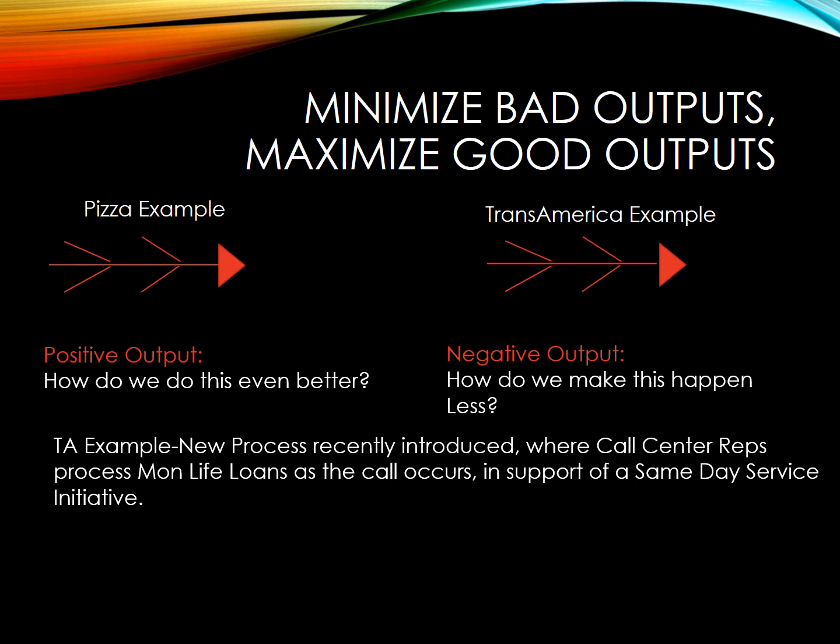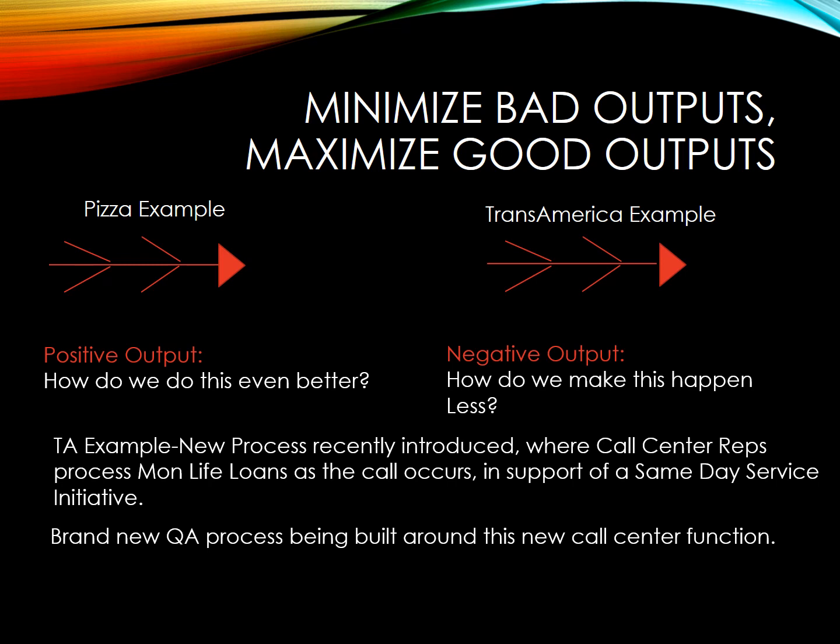It was part of an initiative for same-day service, and because it was a brand new process, there was a brand new QA process also being built around it. So this was a great opportunity to take something that's kind of brand new and flesh it out within the first 30 or 60 days and fine-tune all the moving parts on it. In this case, they were looking at how do we minimize delays to the loan approval process. That is what's going to be at the head of this fishbone, is how do we minimize delays to the loan approval process.